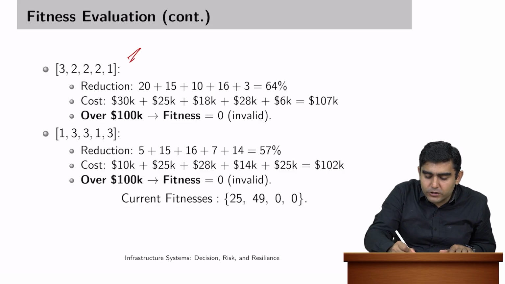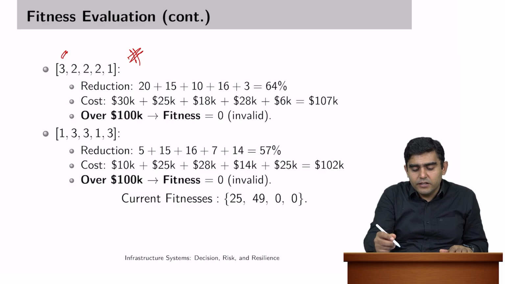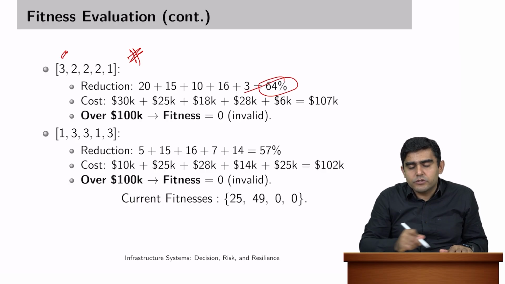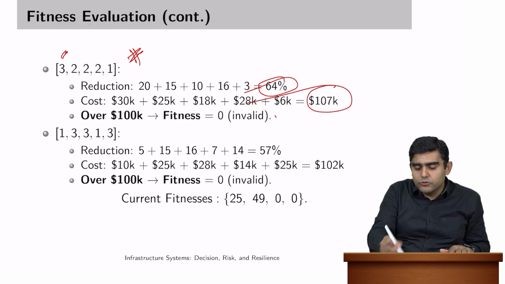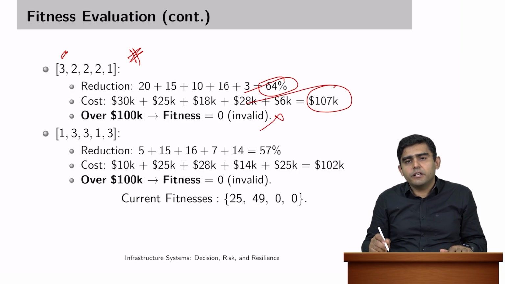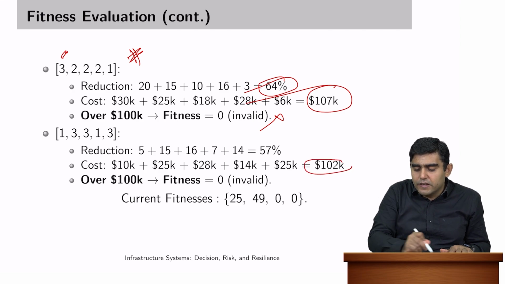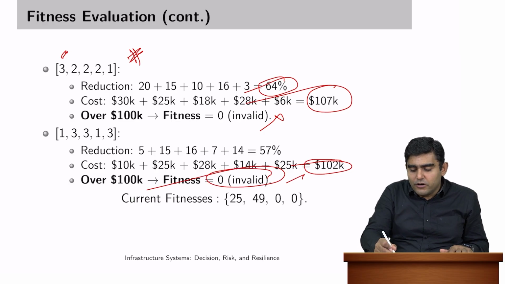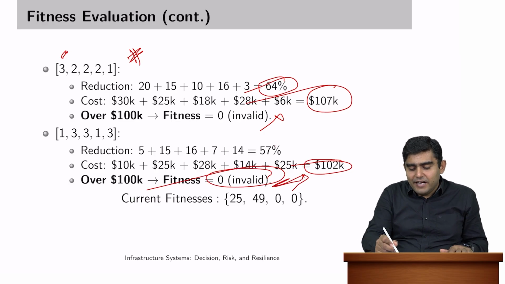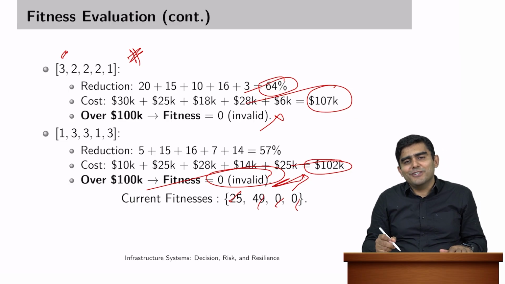So this is the third chromosome where we put 3 pumps in the first unit, 2 in the next. You see that it was able to reduce 64% risk, but the total cost of installation was 107k. So it becomes an invalid solution. Mathematically, I should assign it the score of 0. And finally, this also gave me a cost of 102k with fitness equal to 0 because of cost exceeding 100k. As a result, I have current fitness as 25, 49, and the others are 0. I will again apply the roulette wheel selection method.